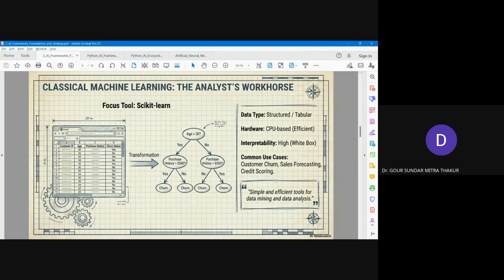For scikit-learn, you need to provide tabular data, because in real-life problem solving most of the data we get is in the form of Excel, and Excel is nothing but tabular data. You will use the pandas library for accessing that data. It is basically CPU-based computation, with high interpretability. You will be able to understand how things are happening.